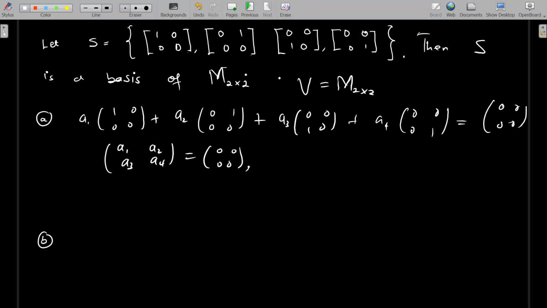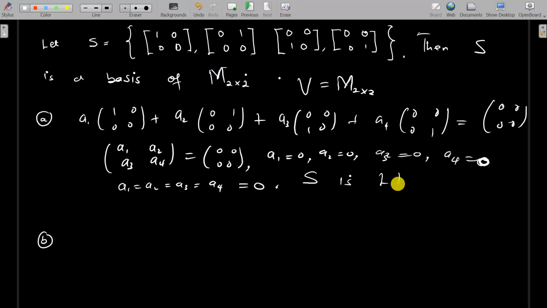If you look at two equal matrices, then you can say that the components should be the same. A1 equals 0, A2 equals 0, A3 equals 0, and A4 is equal to 0. So we've been able to show that A1 equals A2 equals A3 equals A4 equals 0. For this linear combination to be 0, all of them should be 0. So it means the set S is linearly independent. Okay, so the first part is shown.